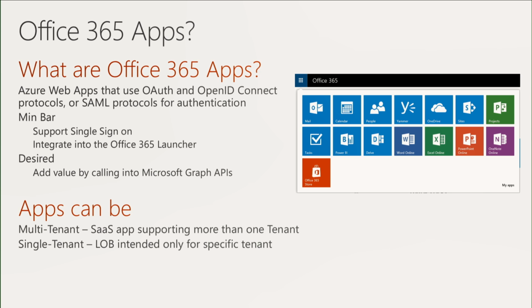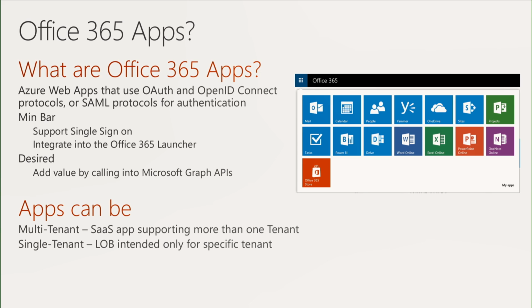And there are really two types of apps: single tenant or multi-tenant. A single tenant app would be a line of business app that you only want to make available within that tenant. So Coca-Cola, for example, I mention them seeing as we're here, may have an add-in that is only for them, it's not intended for anyone else.